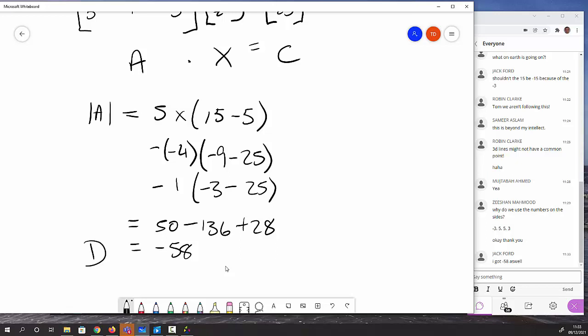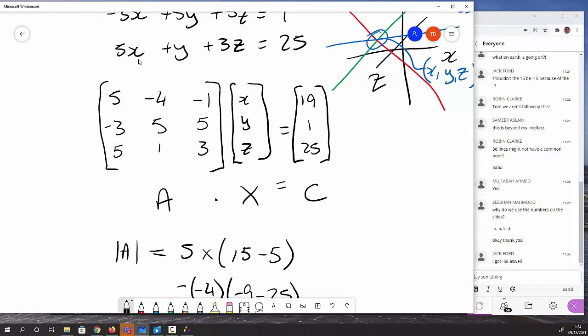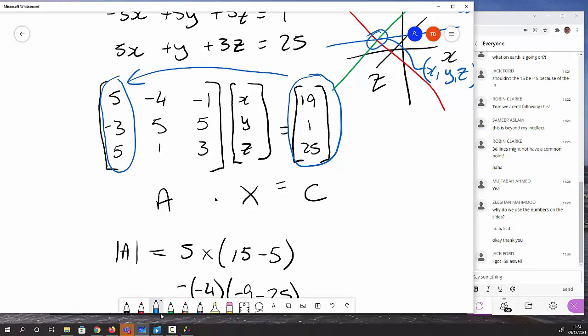Okay, and I will use this nomenclature across everything. So the determinant of the matrix of coefficients, this is the matrix of coefficients, the determinant of that I'm going to call D. Now this is where Cramer's method is about to start, because what I'm going to do now is I'm going to take these numbers and I'm going to replace these numbers with these ones. Okay, so I'm going to change the matrix, putting 19 here, 1 here and 25 here, and then I'm going to calculate the determinant again.